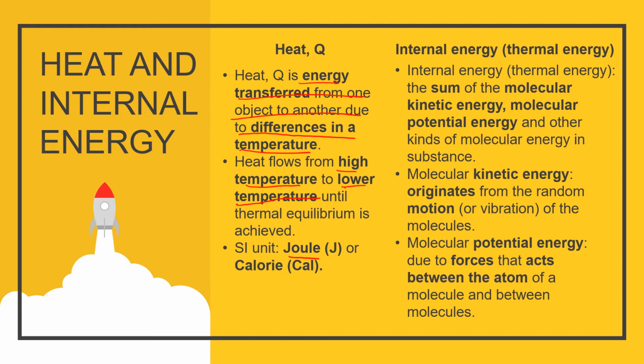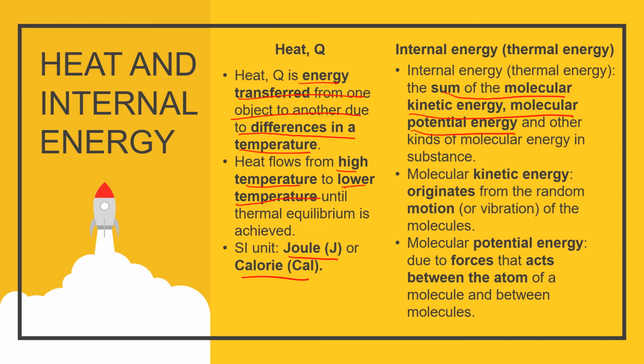So the unit for heat is joule or calorie, cal. And then internal energy or thermal energy is the sum of the molecular kinetic energy, molecular potential energy, and other kinds of molecular internal energy in the substance. Okay, that is the internal energy.